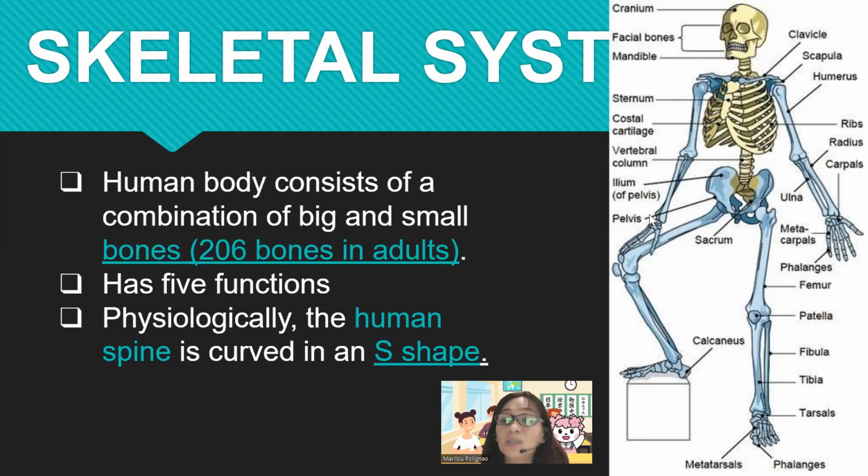So, ito na po yon. Guys, tingnan natin sa screen. So, yan po yung bone ng ating katawan. Okay? The skeletal system of the human body consists of a combination of big and small bones. The major functions of the bones include: 1, to support the body, and 2, to play the part of the locomotor system. Number 3, protect the internal organs. Number 4, store calcium. And 5, hematopoietic function. And physiologically, the human spine is curved in an S shape. Okay, ano pong ibig sabihin nun, guys?